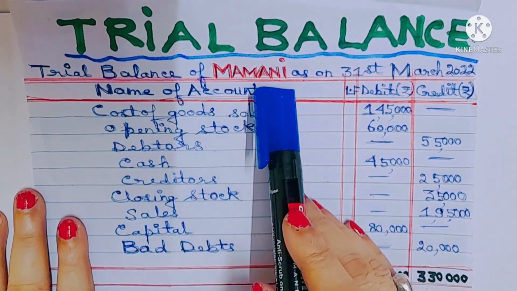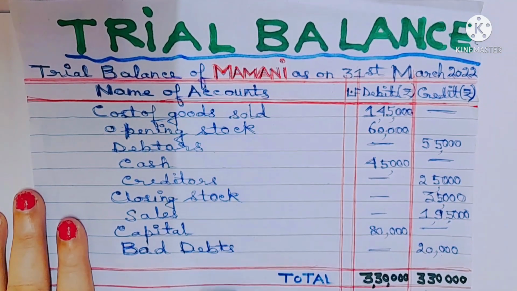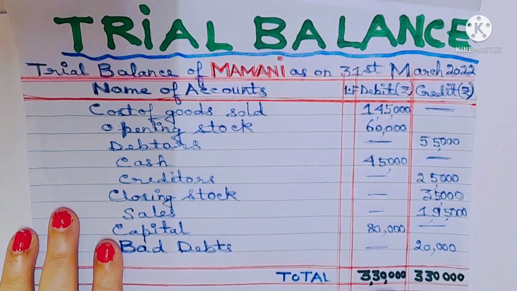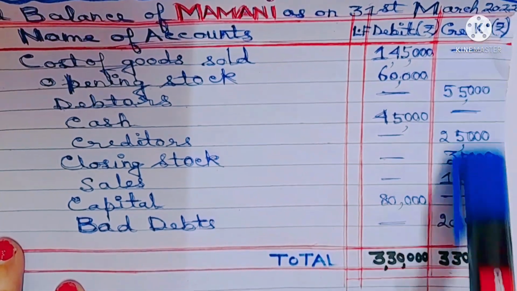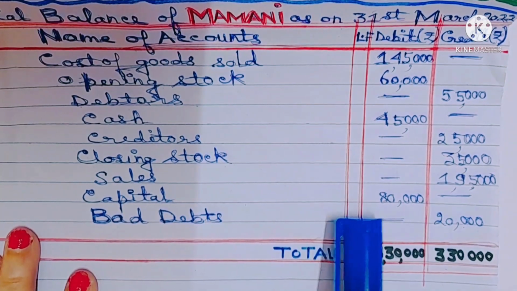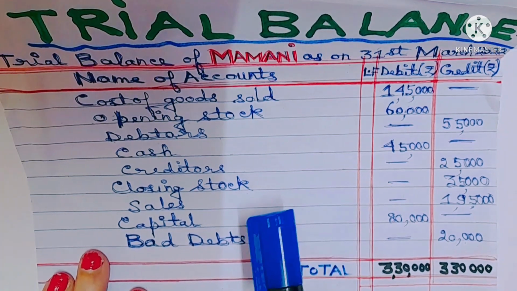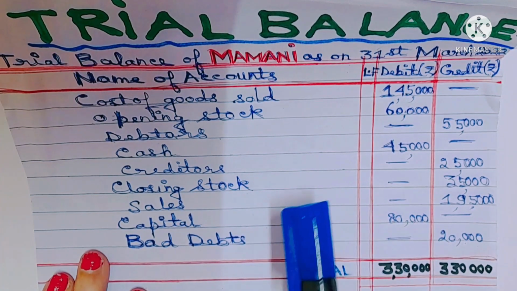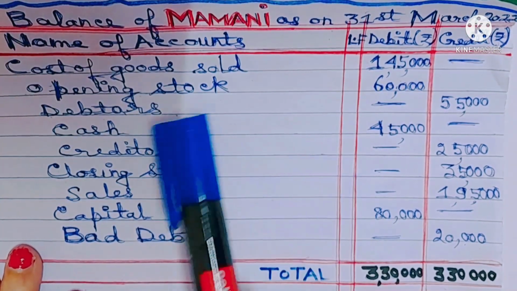The trial balance of Mamuni as on 31st March 2022. Names of accounts are given here. The amounts of debit columns are given here. The amounts of credit columns are given here. The total of the debit column is 3,30,000. The total of the credit column is 3,30,000. So the trial balance did tally. But they have asked us to prepare a trial balance because there are some errors. So let's detect the errors and rectify the errors. Understood? Let's see the first account.